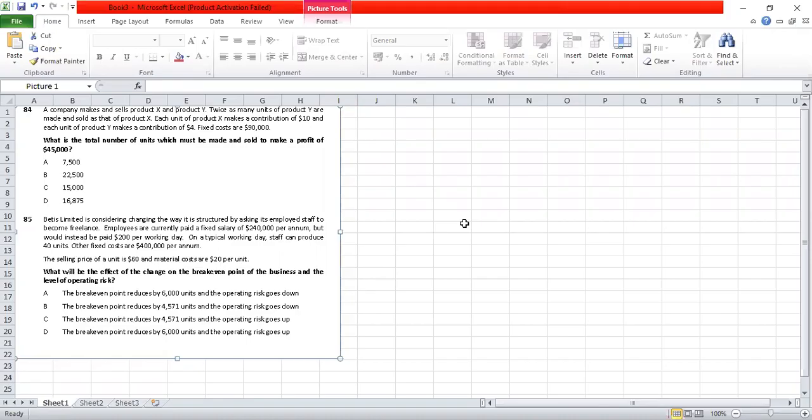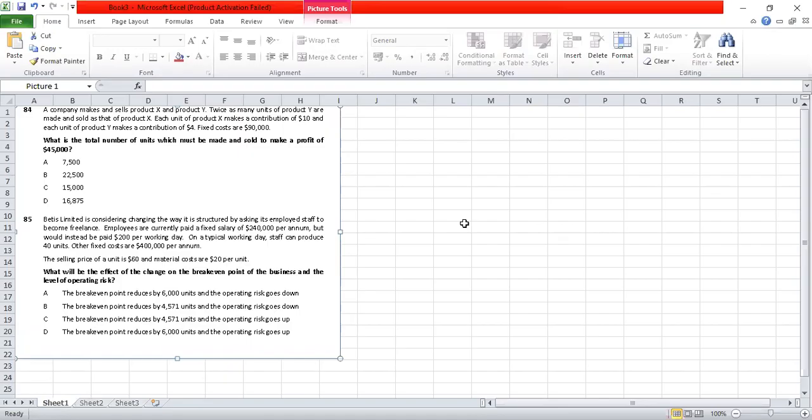The first question says that a company makes and sells product X and product Y. Twice as many units of product Y are made and sold as that of product X. Each unit of product X makes a contribution of $10, and each unit of product Y makes a contribution of $4. Fixed costs are 90,000. What is the total number of units which must be made and sold to make a profit of 45,000?